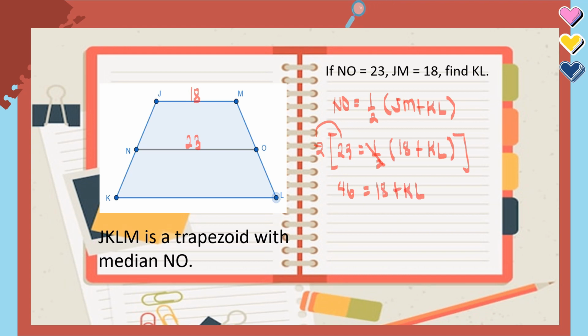Now by the addition property of equality, we get 46 minus 18 equals KL. And 46 minus 18 is 28. So therefore, KL is equal to 28.